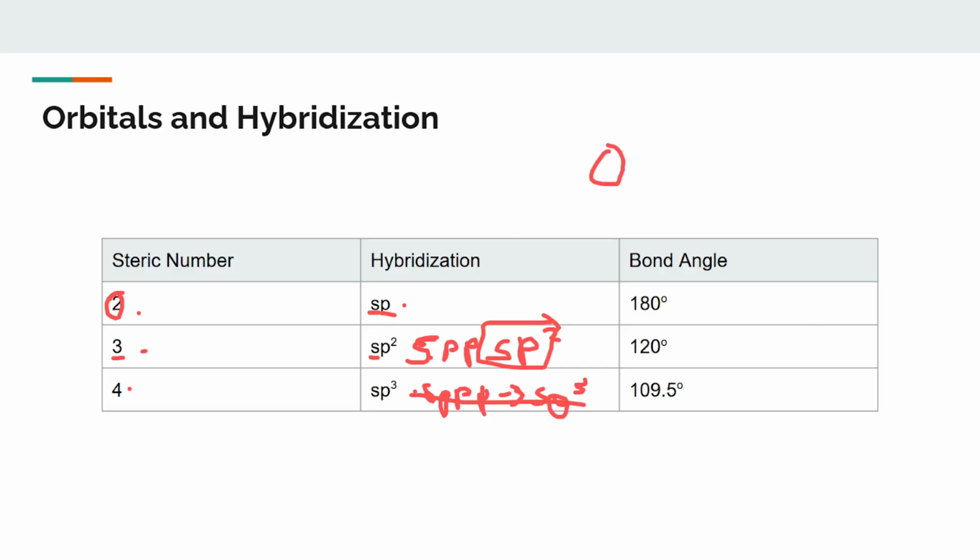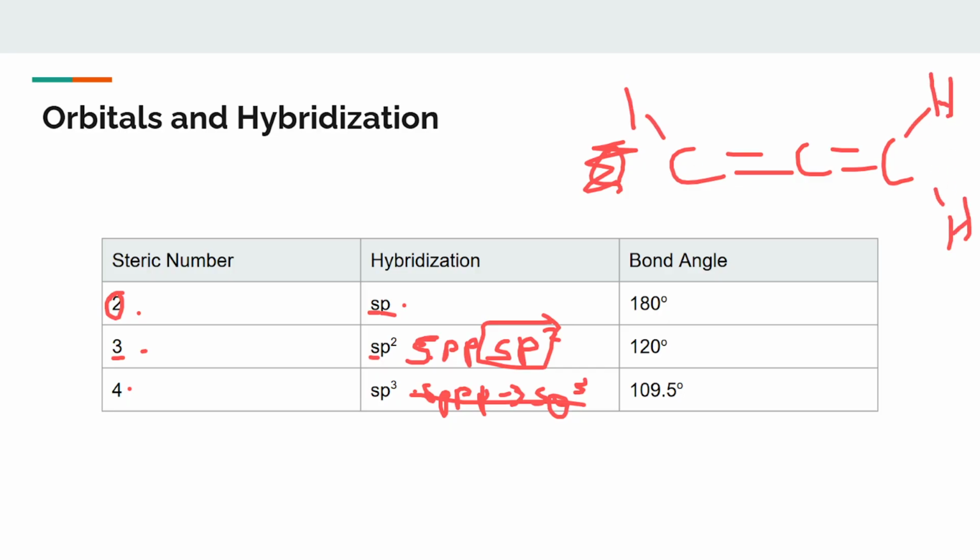If we have something like, not O, sorry, I'm just going to make something up. Oh, perfect. If we have something like this, C, we have our H's. The bond angle here is 180.